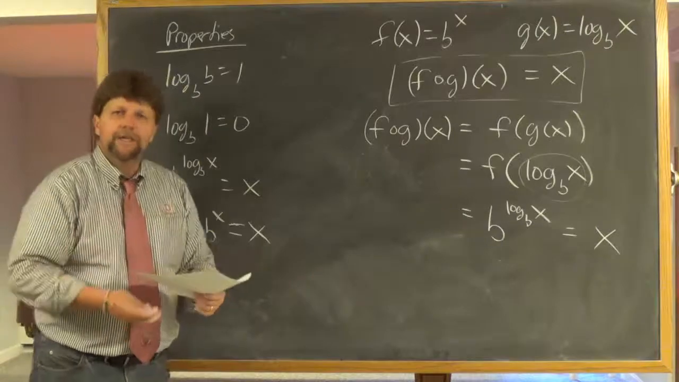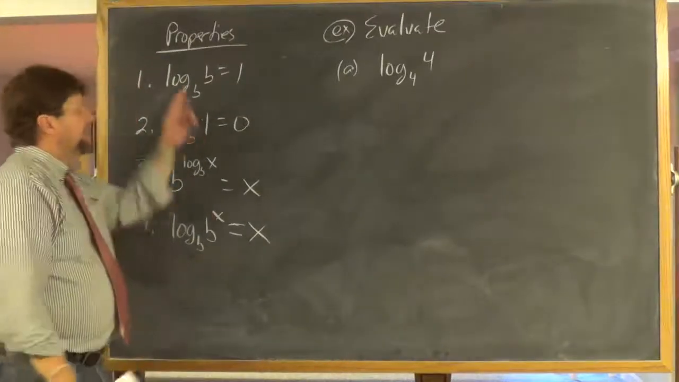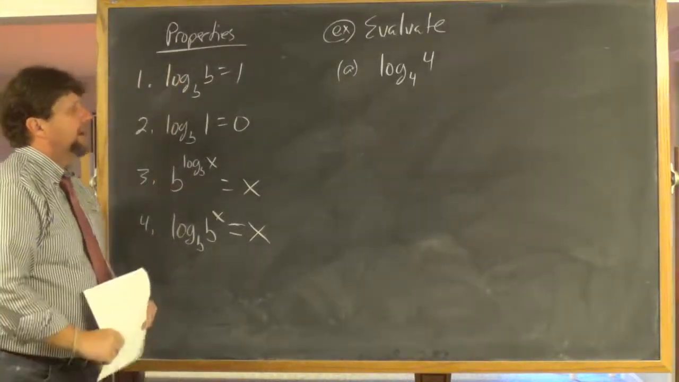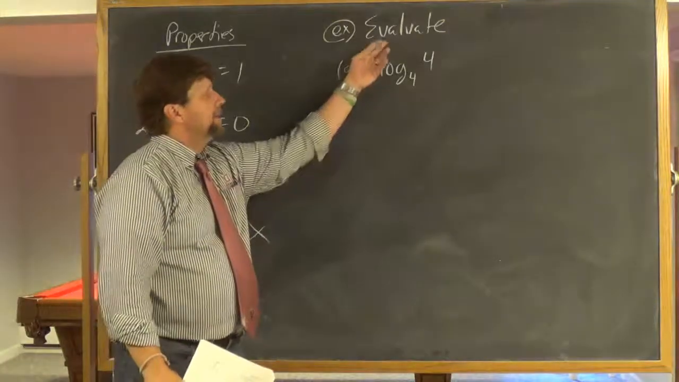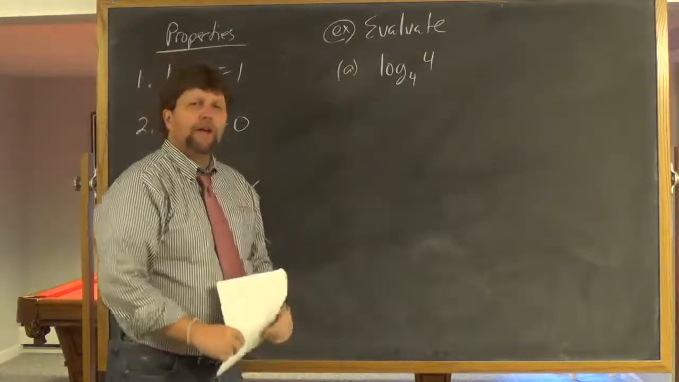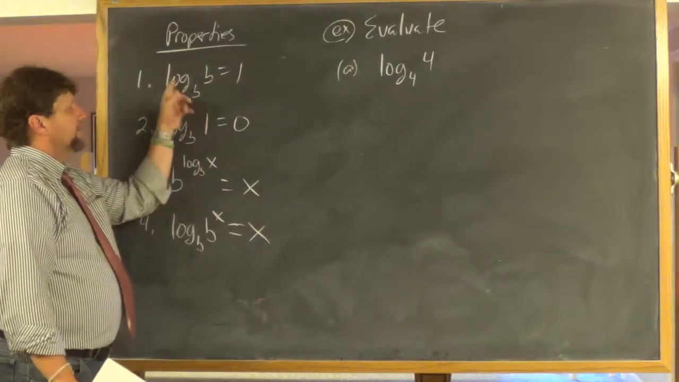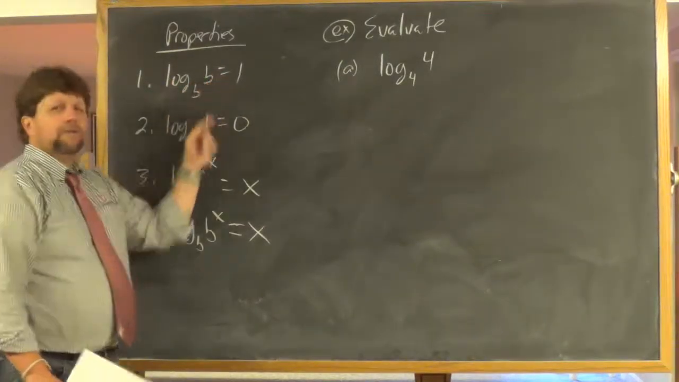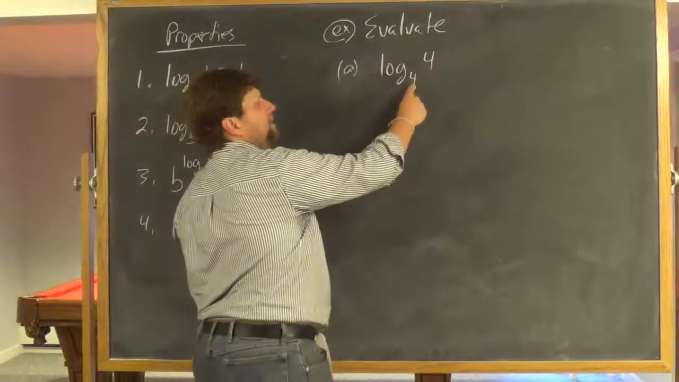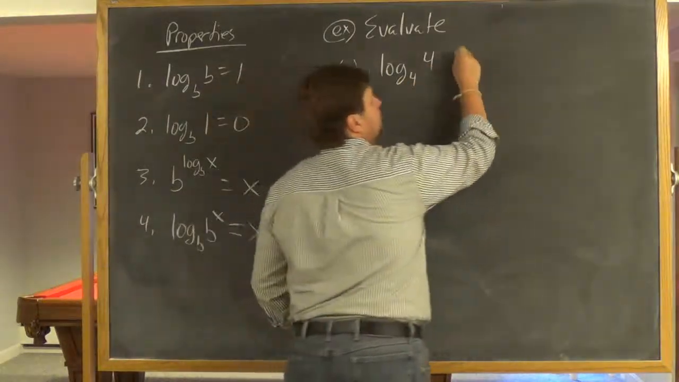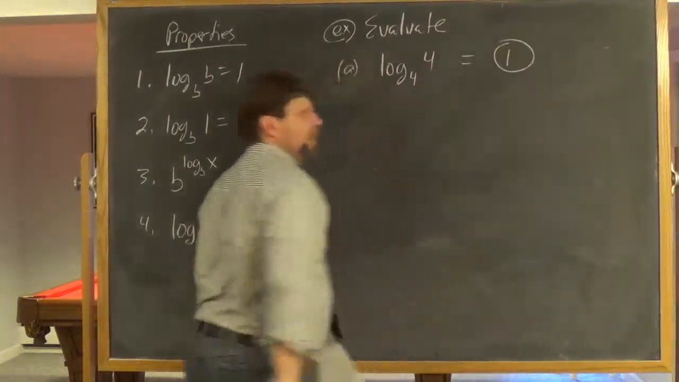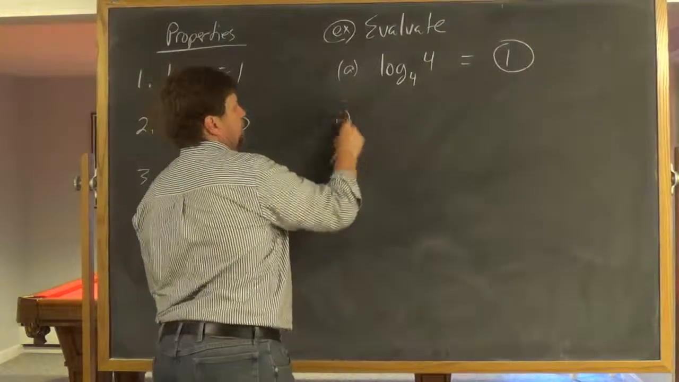Here in a minute, let's do a quick example. I decided to leave the properties up here. Let's quickly crank through this example. Say you're asked to evaluate log base 4 of 4. That's nothing more than using property 1: log base b of b equals 1. So log base 4 of 4, that's 1.